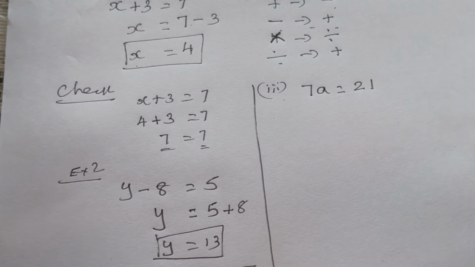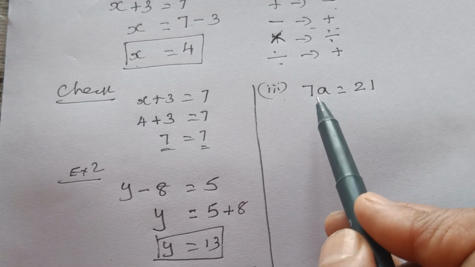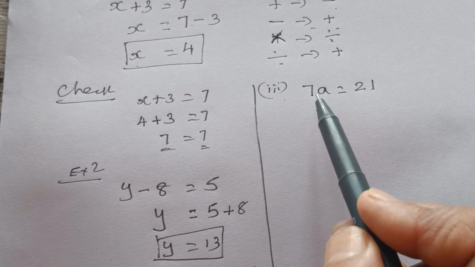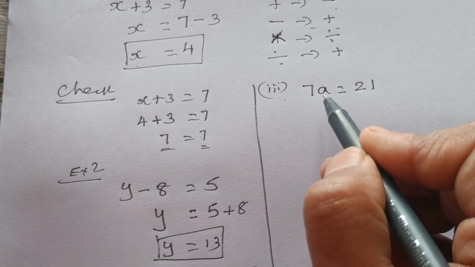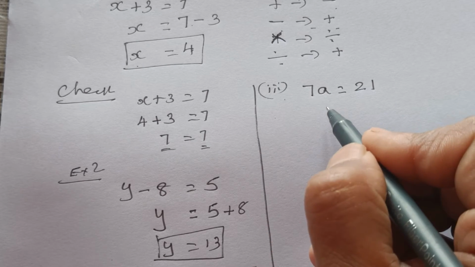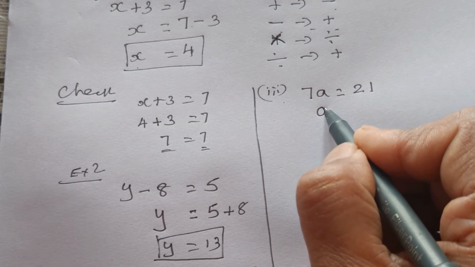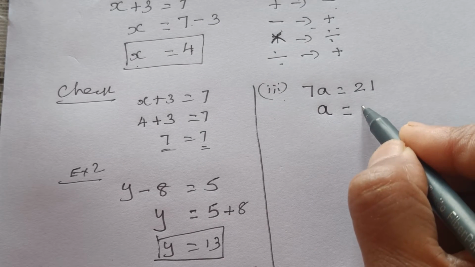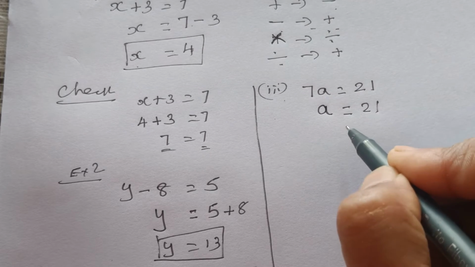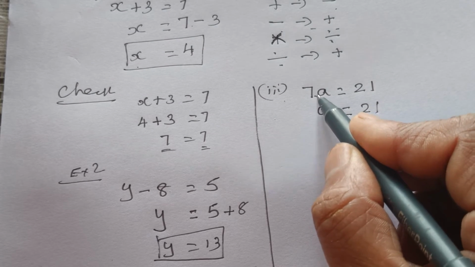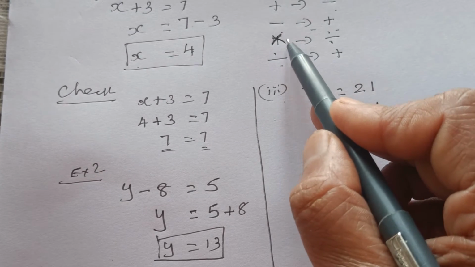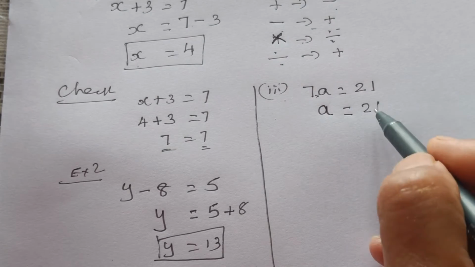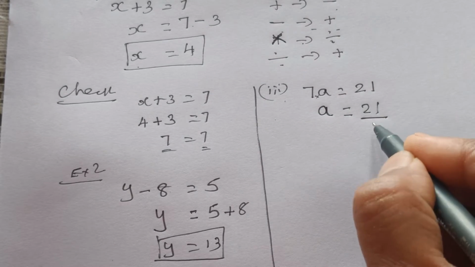7a is equal to 21. What is the operation between 7 and a? It is multiplication. So a is the variable and 7 is the constant. We have to find the value of a. Keep a on the left hand side, and we have 21 as it is on the right hand side. Now it is 7 into a. Multiplication changes to division. So 21 divided by 7.